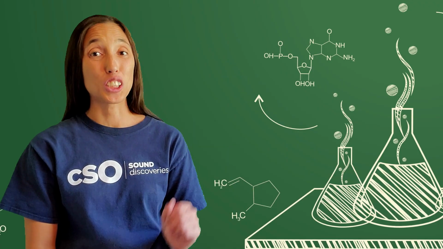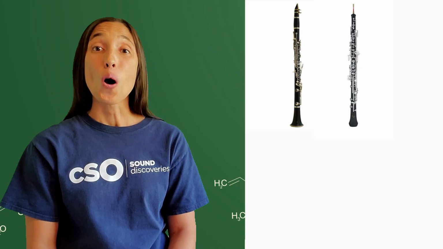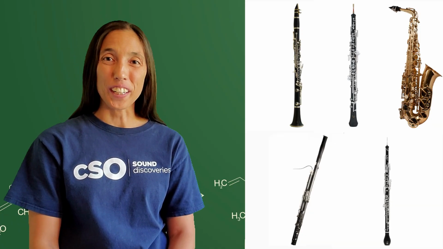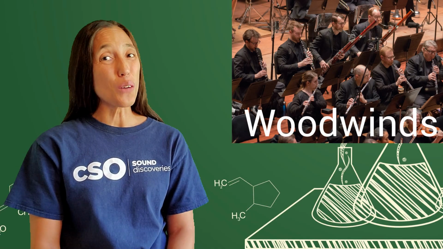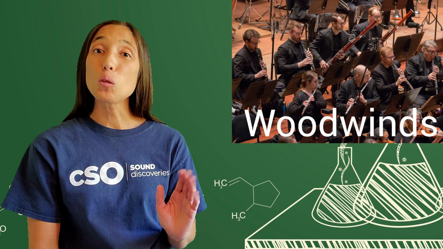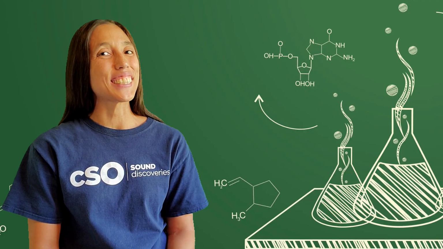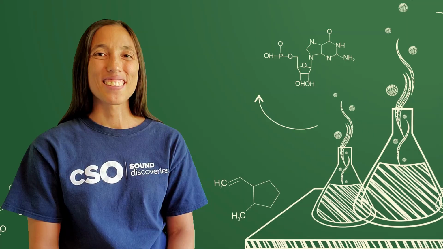There are other instruments that fall into the woodwind category, such as the clarinet, oboe, saxophone, bassoon, and English horn. Have you ever heard any of these instruments? They're not always made of wood, but you do blow into them to create sound. Let's visit our friends at the Cincinnati Symphony Orchestra to hear some woodwind instruments.